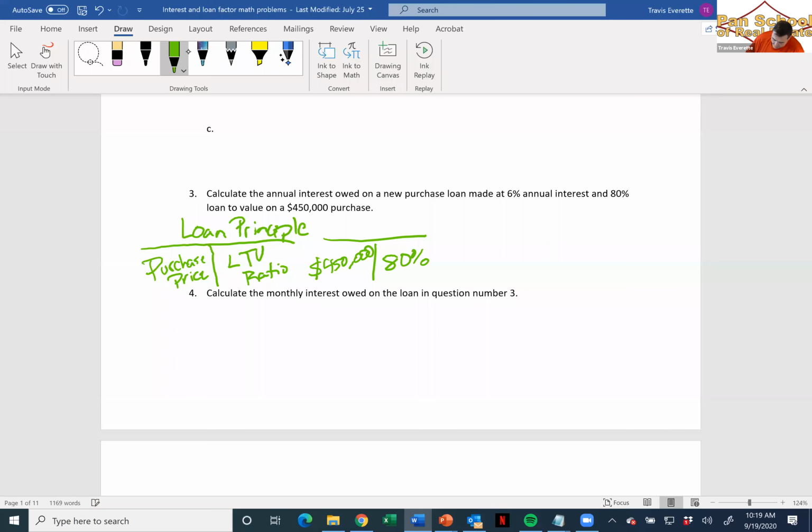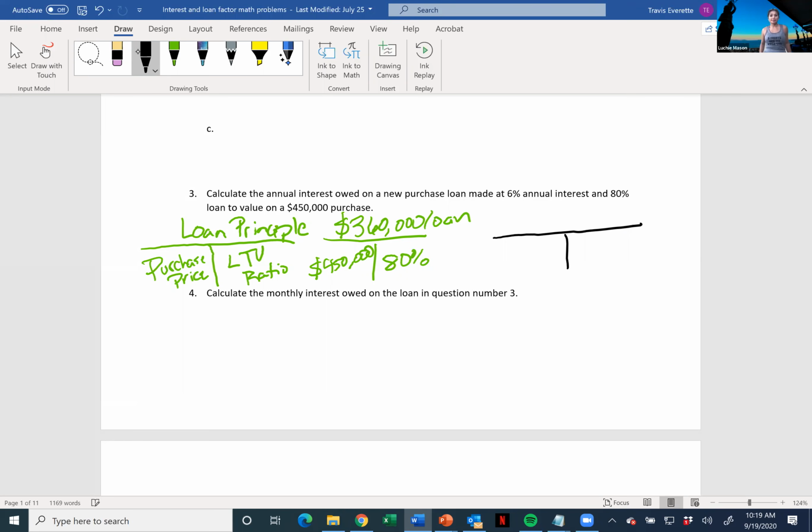So my loan amount is $360,000. That's not what they asked me for. They asked me for interest. But now that I have the loan amount, can I calculate the interest?